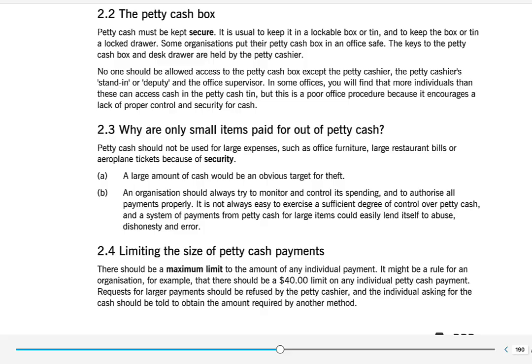What is a bad procedure and why is it dangerous? Sometimes in some offices, more than one person has access. For example, someone keeps the petty cash box at reception, and several staff members can open it, or staff members borrow from it without asking. This is a very weak system.